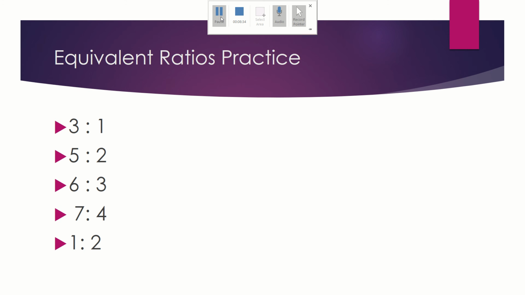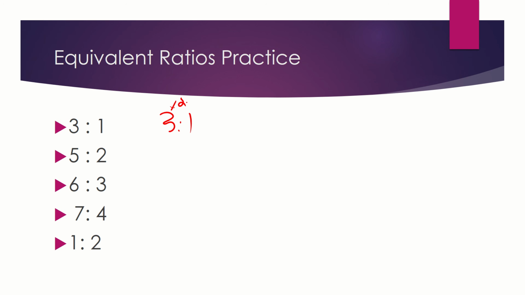So now what I want you to do is pause the video and come up with 2 equivalent ratios for each of these. Ready, set, go. Okay, so I'm going to write this first one out here. We have 3 to 1. The easy ones, and that's all I'm going to do today, is multiply by 2 on each side, and I'm going to get 6 to 2. That is an equivalent ratio. Now I'm going to take 3 to 1 and multiply by 3 here and 3 here, and I'm going to get 9 to 3. That's an equivalent ratio.